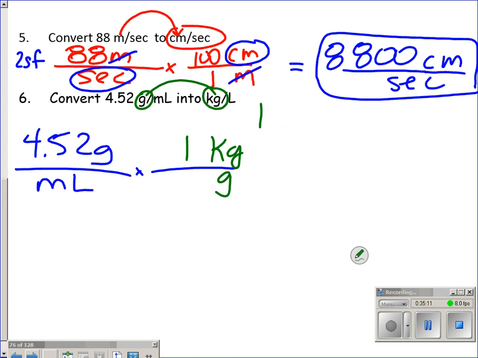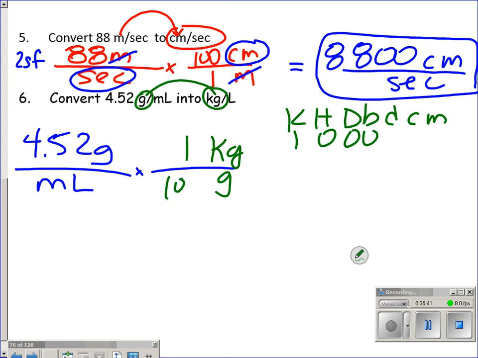Does everybody know what we're doing here? King Henry died by drinking chocolate milk. So the kilo, 1 kilo has 1, 2, 3, oops, that looks like 2 H's. That's not 2 H's, that's 1 H. King Henry died by, this is the by here. Let me fix that so it's not confusing. King Henry died by drinking chocolate milk. 1000. Base unit is grams, so that's going to have 1,000 grams in it.